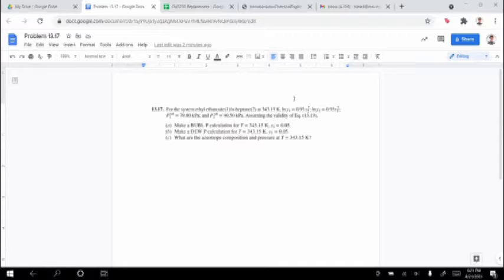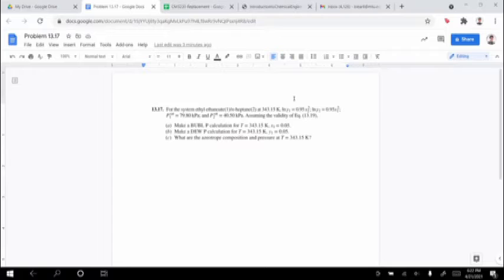We're told that the saturated pressure for component 1 is 79.8 kPa, kilopascals, and the saturation pressure for component 2 is 40.5 kilopascal. We are going to assume the validity of equation 13.9, which is the modified Raoult's law, and we're asked to find the bubble pressure for the following conditions of temperature 343.15 kelvins and the liquid fraction of component 1 is set to be equal to 0.05.